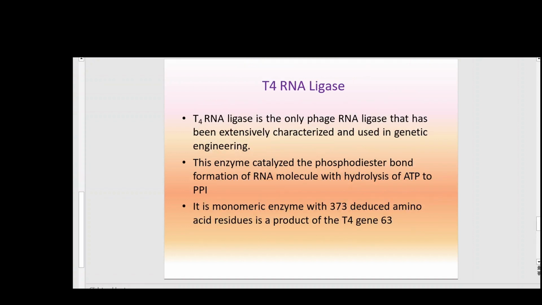T4 RNA ligase. T4 RNA ligase is the only phage RNA ligase that has been extensively characterized and used in genetic engineering. This enzyme catalyzes the phosphodiester bond formation of RNA molecules with hydrolysis of ATP to PPi. It is a monomeric enzyme with 373 deduced amino acid residues and is a product of the T4 gene 63.